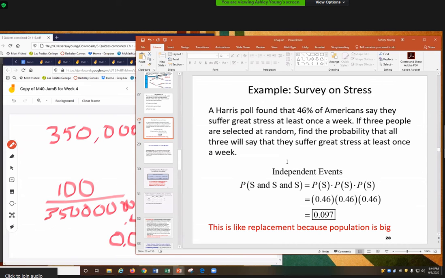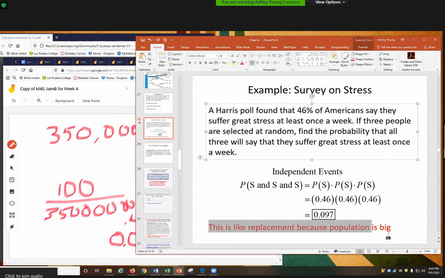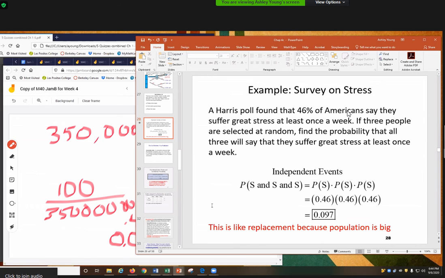So grabbing 100 people even out of all Americans, or even out of all Californians, makes really no difference whatsoever in this. So that's why this 46% doesn't change, it's like replacement. It doesn't change because the population is very large compared to what you're grabbing. If the fraction of what you're grabbing is less than 1/10 of 1%, that makes no difference whatsoever. Okay. All right, so that's why the 46% doesn't change. So here's my question next.